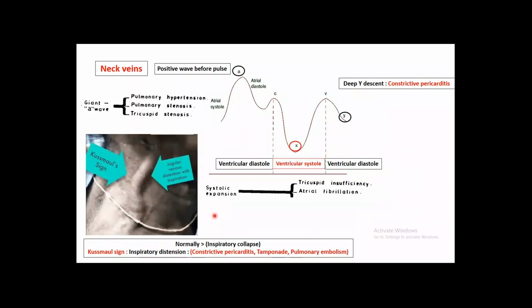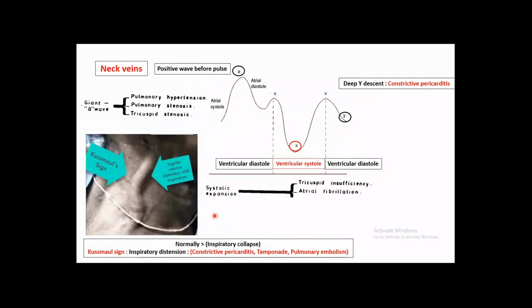So to summarize what we said, the first thing is looking at the jugular venous pressure at 45 degrees. If it is elevated more than 3 centimeters, then we call it raised jugular venous pressure.